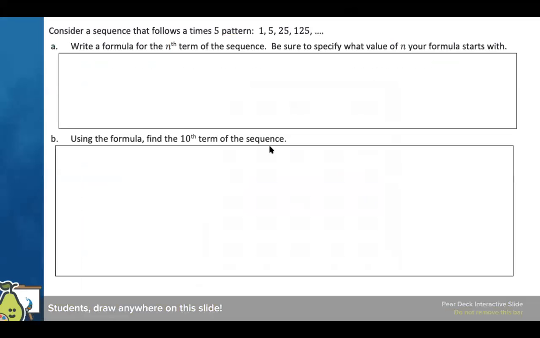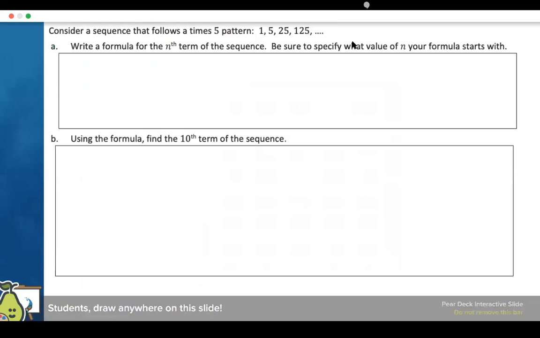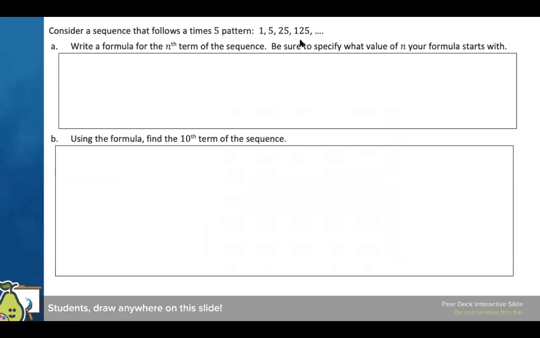All right, another similar one. However, this one now says the pattern is times 5. So for doing multiplication, think about how you could put 5 times 5 into an equation to get 1, 5, 25, 125, 625, and so on. And then using whatever formula, if you plug in 10, tell me what you would get. So again, times 5, that'll be a tricky one.